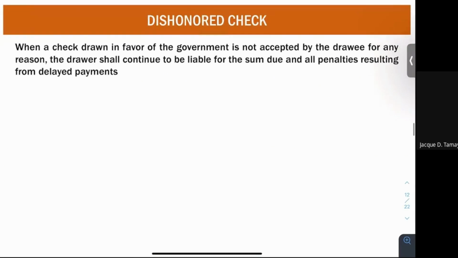How about in a dishonored check? In a dishonored check, what happens here is you receive a check, however, it is drawn against insufficient fund or not enough fund, or an NSF check. So what we do here is to first record the cancellation of check.